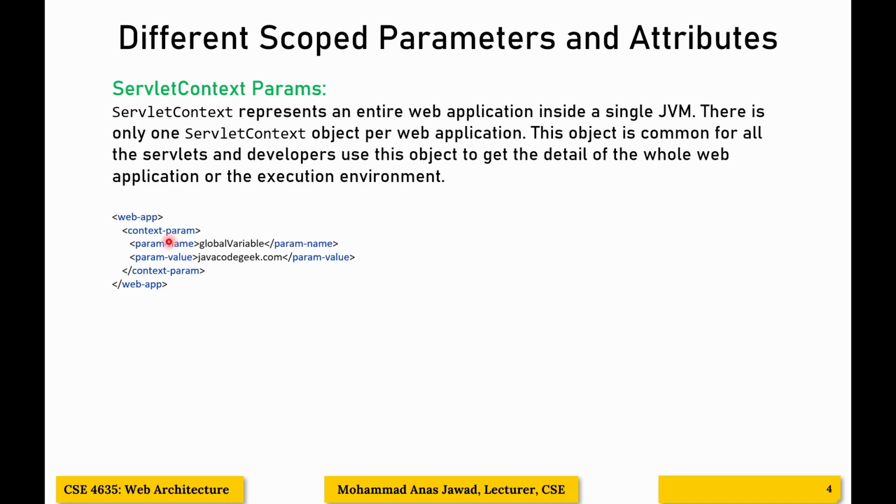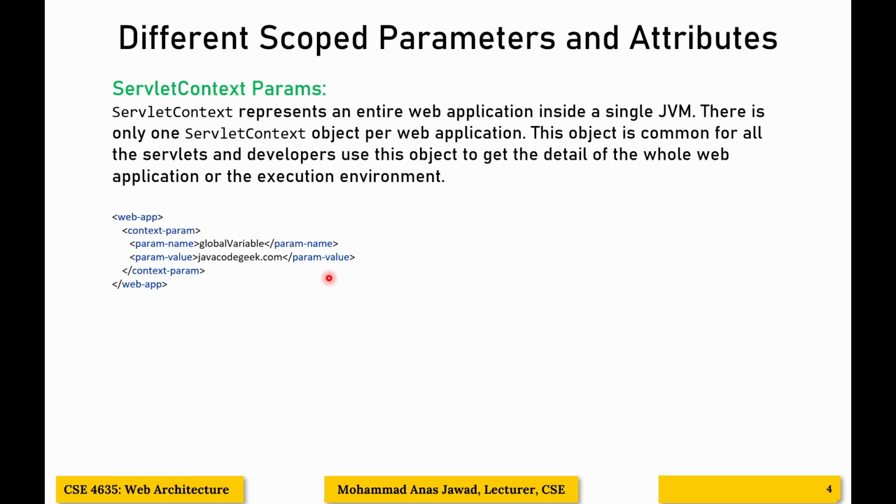Anyway, in this case, we have defined the name of the parameter as a global variable and the value of the parameter as javacodegeek.com. This is the website from which I have taken this example. The reason this variable has been named global variable is because of its similarity to global variables. So you can compare servlet config variables to local variables, which are only accessible to the local servlets, and you can compare servlet context parameters to global variables, which are accessible to all the servlets and all the other resources inside your web application.